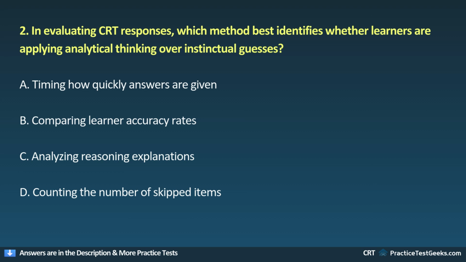2. In evaluating CRT responses, which method best identifies whether learners are applying analytical thinking over instinctual guesses? A. Timing how quickly answers are given. B. Comparing learner accuracy rates. C. Analyzing reasoning explanations. D. Counting the number of skipped items.